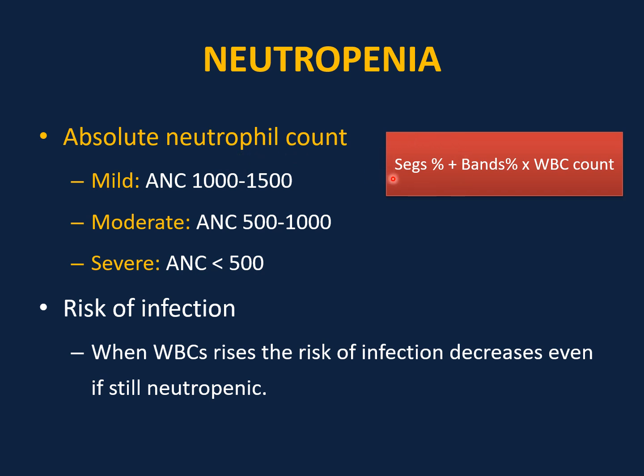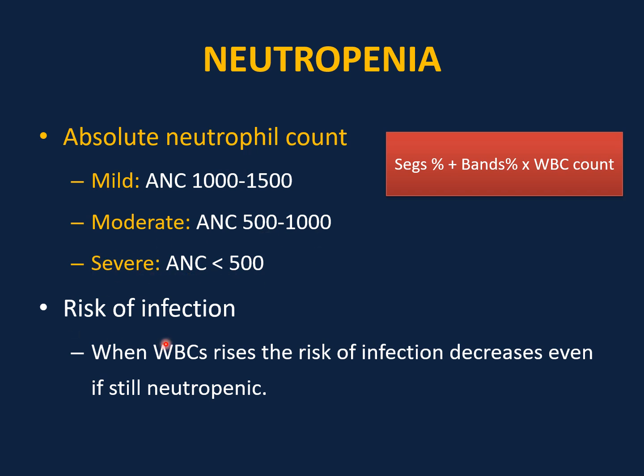So absolute neutrophil count, how to calculate? By adding the PMNs to the immature white cells like bands. So percentage of the PMNs plus the percentage of the bands times the white blood cell count. Mild cases of neutropenia means that the ANC is 1000 to 1500. Moderate neutropenia means that the ANC is 500 to 1000. Severe cases, the ANC will be less than 500.